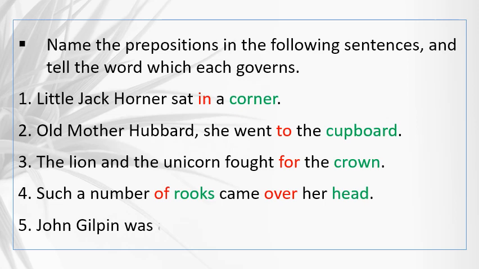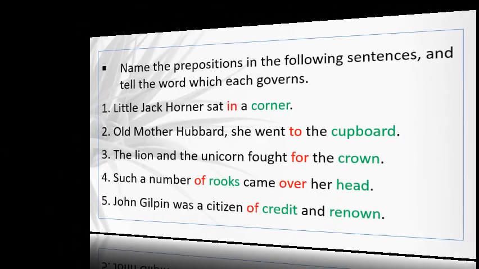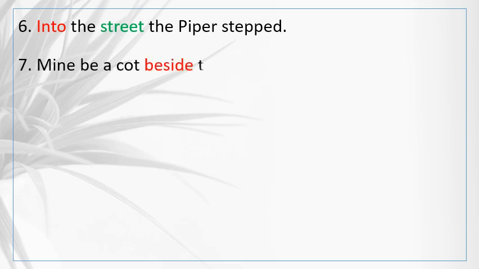Number 5: John Gilpin was a citizen of credit and renown. In this sentence, the nouns credit and renown are in the accusative case governed by the preposition of. Number 6: Into the street the piper stepped. In this sentence, the noun street is in the accusative case governed by the preposition into. Number 7: Mine be a cot beside the hill. In this sentence, the noun hill is in the accusative case governed by the preposition beside.